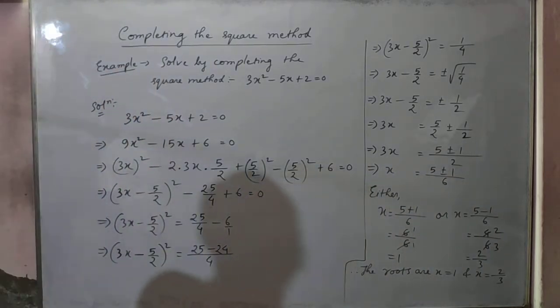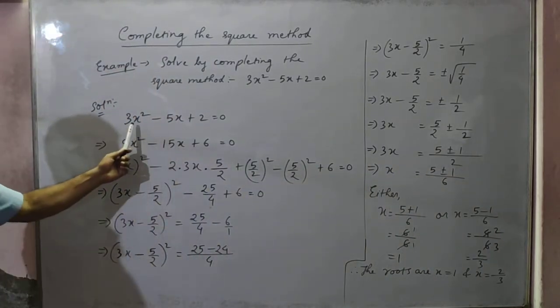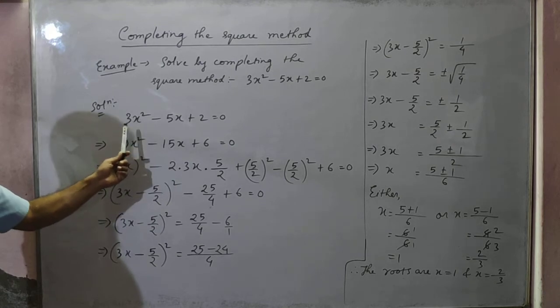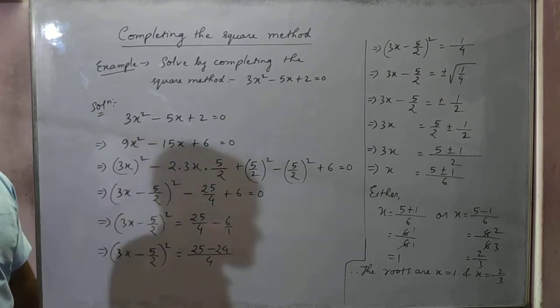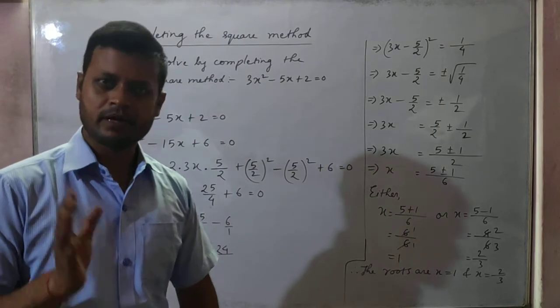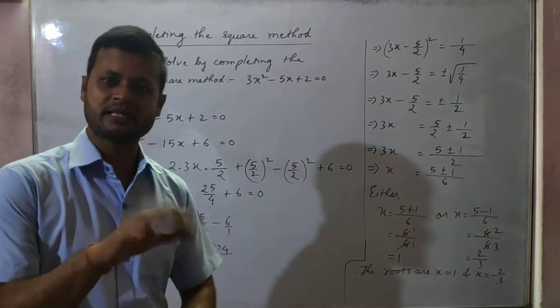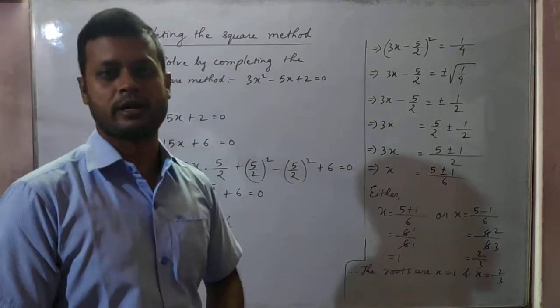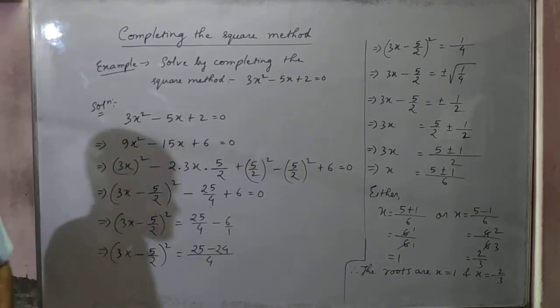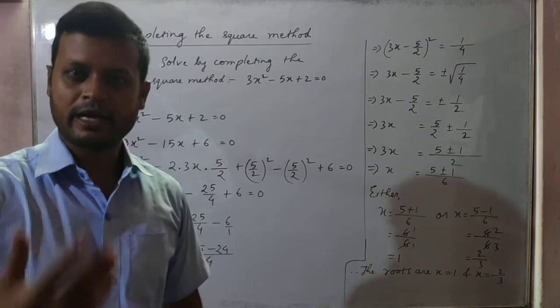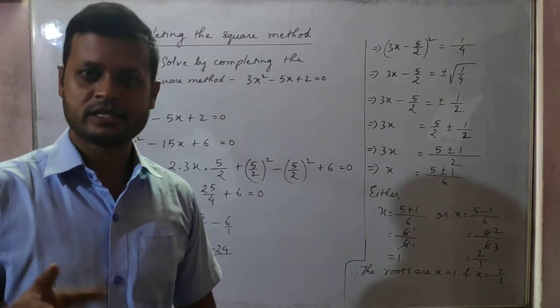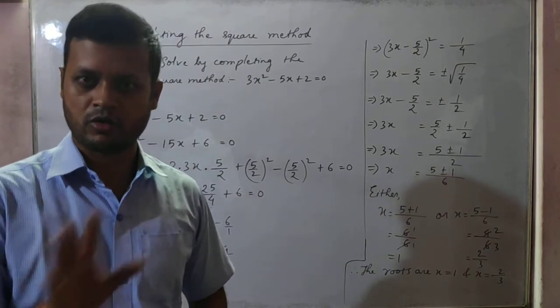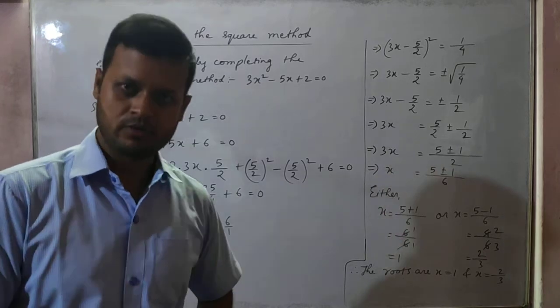So while you solve by completing the square method, you must always observe what number is there with x square. Along with x square, what number is there? 3. Is 3 a square number? No, 3 is not a square number. So whatever number is there along with x square, you have to make that number a square number. Can you get 3 if you square a number? Root over 3, that you don't consider. Normal natural numbers you consider.